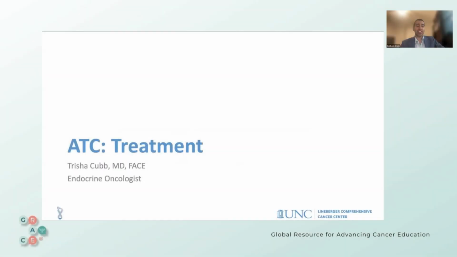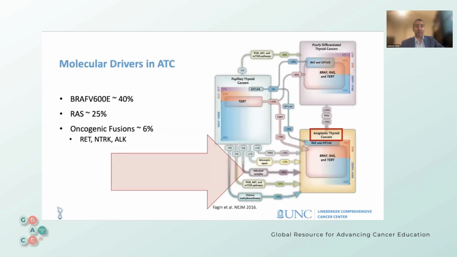And so now we'll transition to Dr. Cubb, who will be talking about treatment for anaplastic thyroid cancer. And so I know we got into it a little bit, but Dr. Cubb, BRAF V600E is the most common mutation or alteration. What other drivers are commonly seen in anaplastic thyroid cancer? So, Dr. Johnson, perfect segue into what we are going over now.